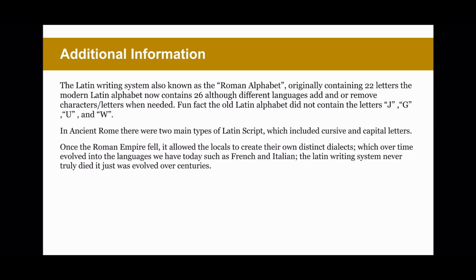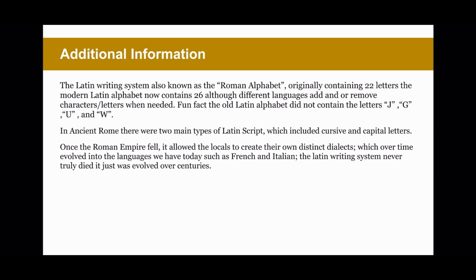Additional information: the Latin writing system, also known as the Roman alphabet, originally contained 22 letters, and the modern Latin alphabet now contains 26, although different languages add or remove characters or letters when needed. Fun fact, the old Latin alphabet did not contain the letters J, G, U, and W, and as I previously said, this is because a lot of the time it caused confusion and mispronunciation in words.